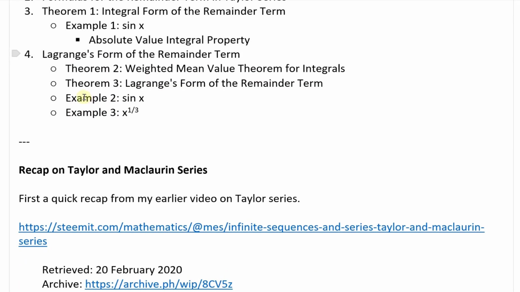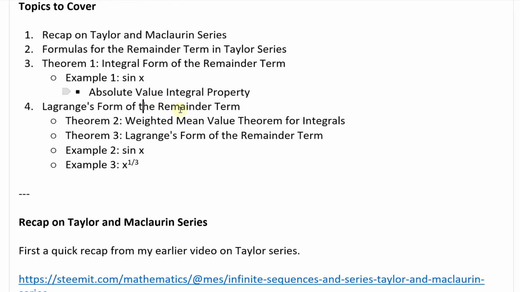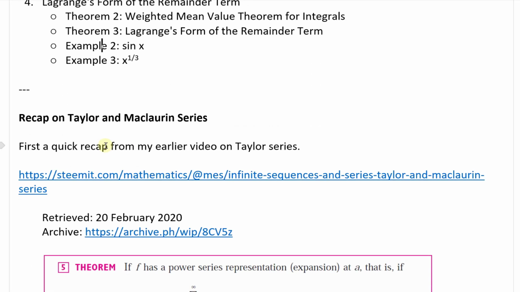Then we'll go over Lagrange's form of the remainder term, and Theorem 2, which is the weighted mean value theorem for integrals, and we're going to use that to prove Theorem 3, which is Lagrange's form of the remainder term. Then example 2, which is also sine of x, showing how you can get the remainder term using this method instead. And last, example 3, which is x to the power of 1/3, or the cube root of x. So now let's continue further and do a quick recap on Taylor and Maclaurin series.